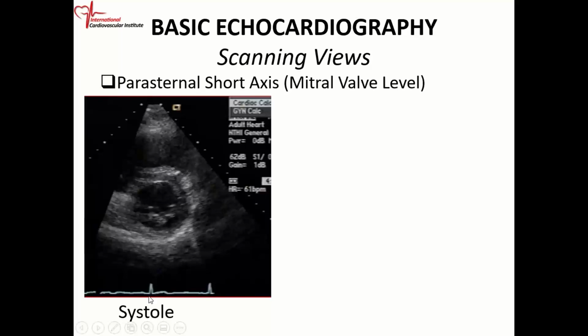Systole is from the onset of the QRS to the end of the T wave. Diastole is from the end of the T wave to the QRS. Your marker is right there. This is a systolic frame. It is before the T wave ends. So in systole, the mitral valve is closed. This is short axis at the level of the mitral valve. This is the mitral valve.